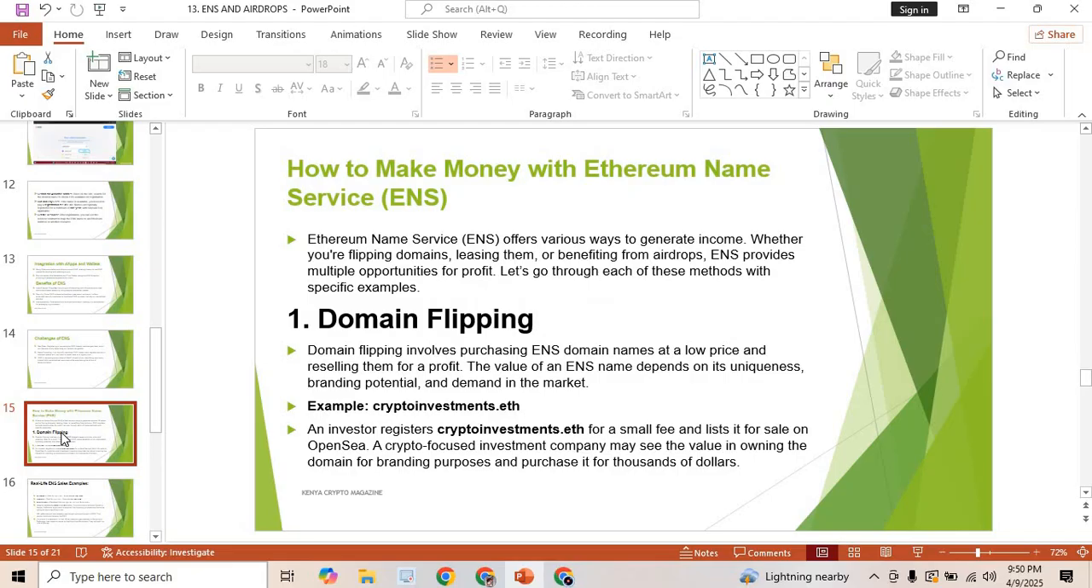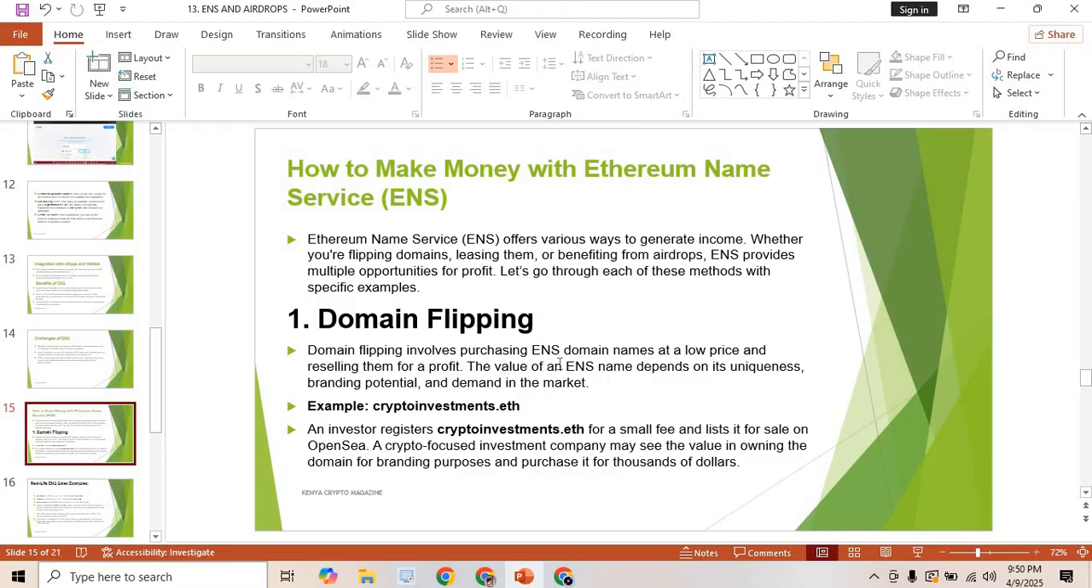So let's look at how to make money with Ethereum Name Service. I think we've mentioned quite a few of them, but we have number one, flipping domains. We have leasing them, or benefiting from airdrops. So let's start with domain flipping. Domain flipping involves purchasing an ENS domain name at a low price and reselling it for profit. That's what we've been discussing all this time.